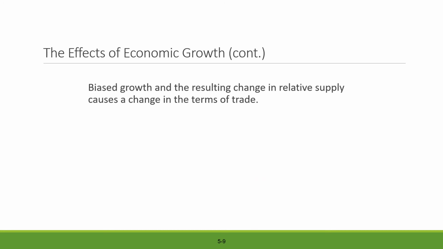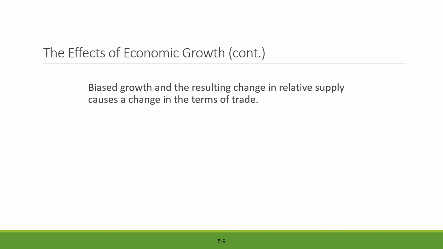Now, biased growth and the resulting change in relative supply cause a change in terms of trade. When growth occurs, in the graph, we didn't show any change in price. The price remained constant. But in reality, what happens? The Heckscher-Ohlin model didn't predict that change in price, but in reality, prices do change. The relative price will change.